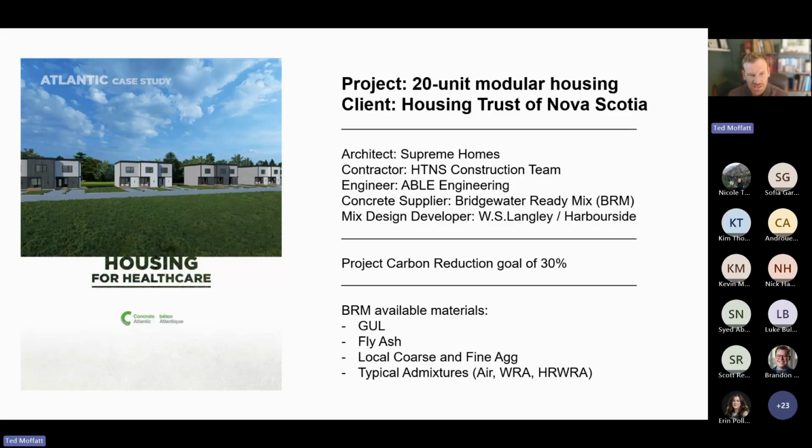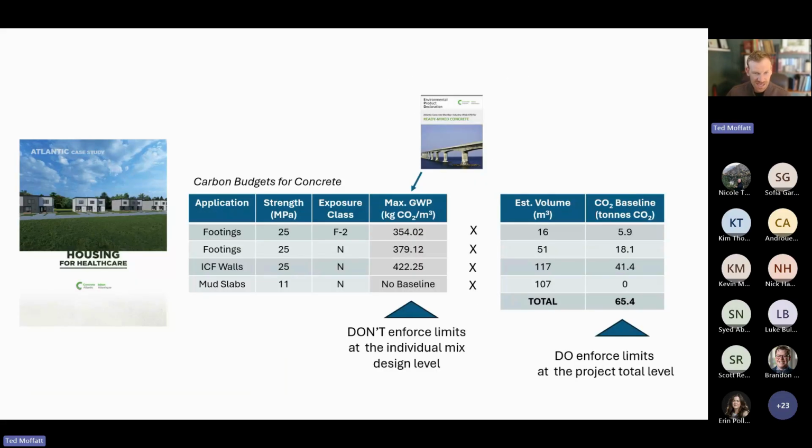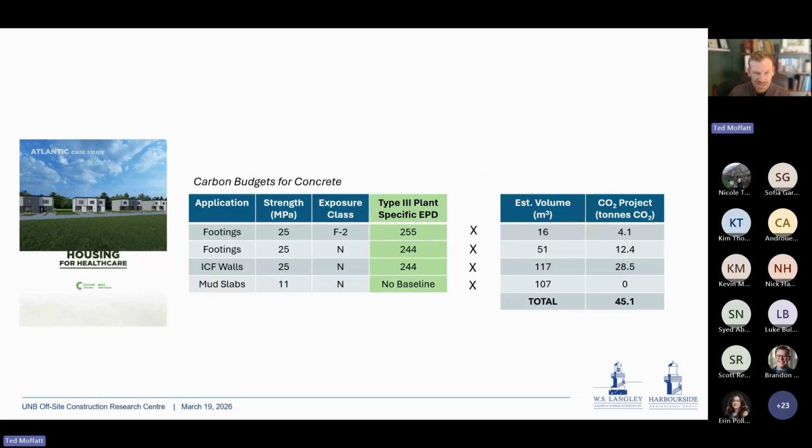The goal in this case was to achieve a GWP reduction over the entire project of at least 30%. In this case, they didn't have any special materials or technologies. Essentially, all they had was GUL, fly ash, local coarse and fine aggregate, and typical admixtures. This example is within this document, and essentially we followed the exact same process. In this case, they developed type 3 EPDs for each of the mixes.